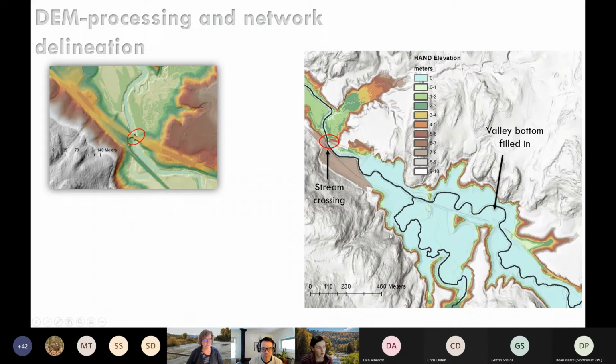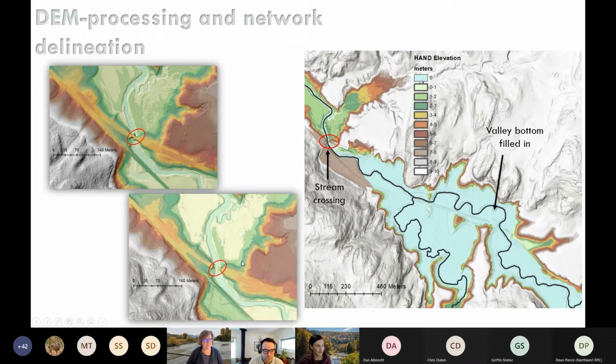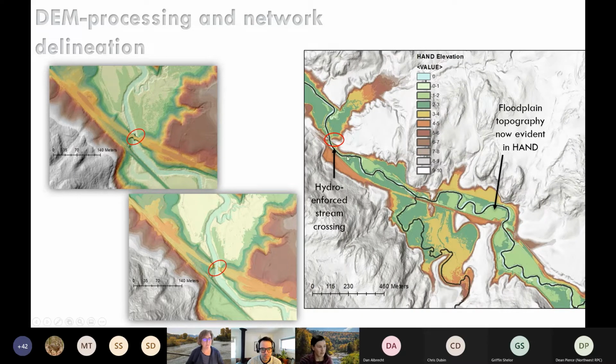You can see this area upstream. This is the hand map created right from a pit-filled DEM. The entire valley has been filled and now has a hand elevation or relative elevation of 0. Meaning, again, this whole valley bottom has been filled in that process. When we go ahead and hydro-enforce, remove that barrier that we know doesn't exist, or at least the river doesn't see it as existing, we then rerun the model. And now what we can see is that because this area hasn't been filled in during the pit filling or sink filling process, we now can see that floodplain topography evident in the hand model. That channel bottom, that value of 0, is now just within the confines of that channel.